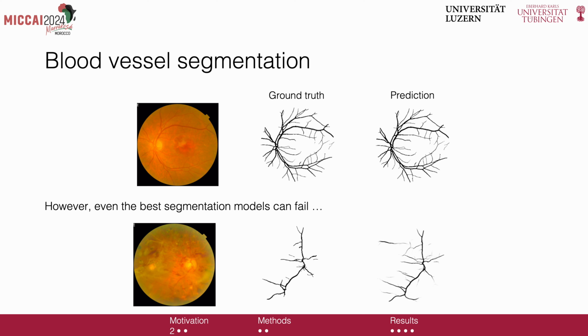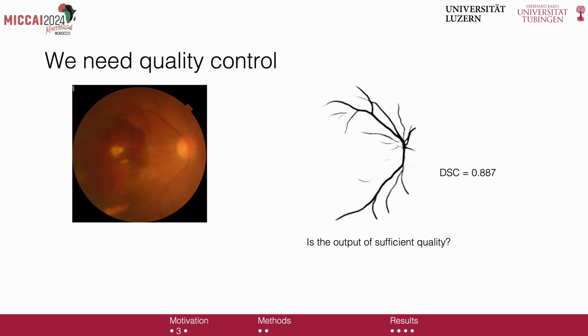There might be images that are difficult to segment, for example, because of the disease they display. In these cases, the model output should not be used for downstream tasks. This is where we need quality control. In these situations, we do not care about the quality of the input image, but only about the quality of the model's output. As long as the model is able to segment the image, it's all good.